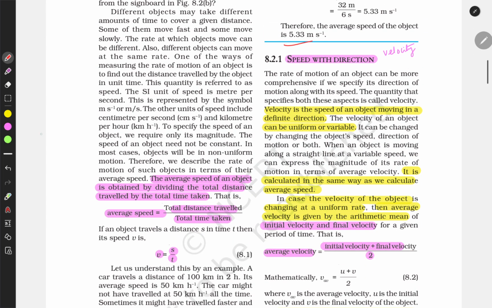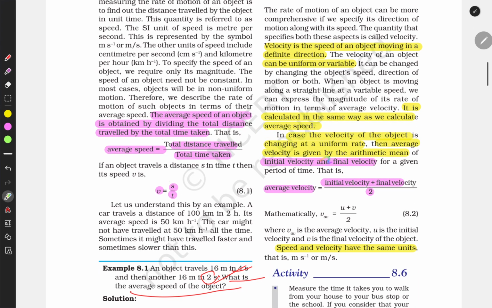Now let's talk about speed with direction. This is called velocity. Velocity is the speed of an object moving in a definite direction. It can be uniform or variable. It is calculated in the same way as average speed. So the average velocity will be the initial and final velocity added and divided by 2.